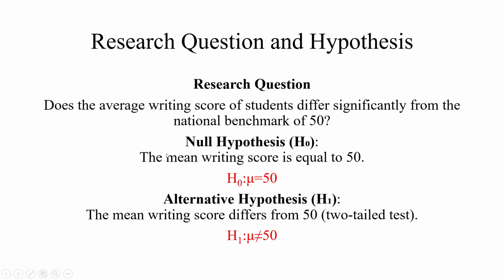What is our research question? Does the average writing score of students differ significantly from the national benchmark of 50? The null hypothesis is the mean writing score is equal to 50. That is H0, that is mu is equal to 50. Alternative, the mean writing score differs from 50. It's a two-tailed test. It can be more also and it can be less also. So alternative is H1, mu not equal to 50.